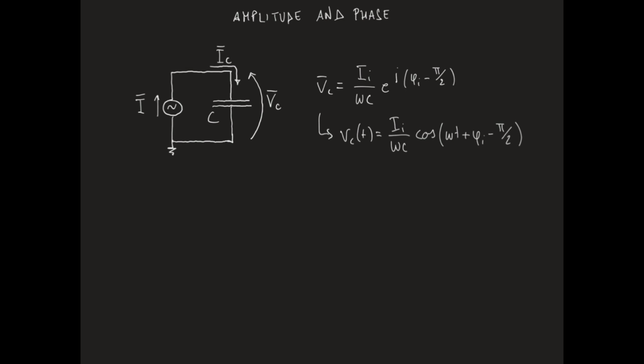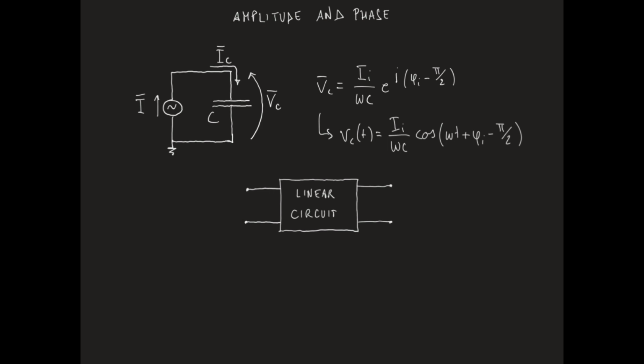More important, this result tells us something about the way a linear circuit may change the amplitude and the phase of a sinusoidal signal. In particular, the amplitude of the output signal, Vc of t, is inversely proportional to the frequency of the signal. The phase is instead changed by a constant value, minus pi by 2, independent of the frequency. More in general, the change in phase introduced by a linear circuit may depend on frequency. What we have been discussing up to now is just a specific example.